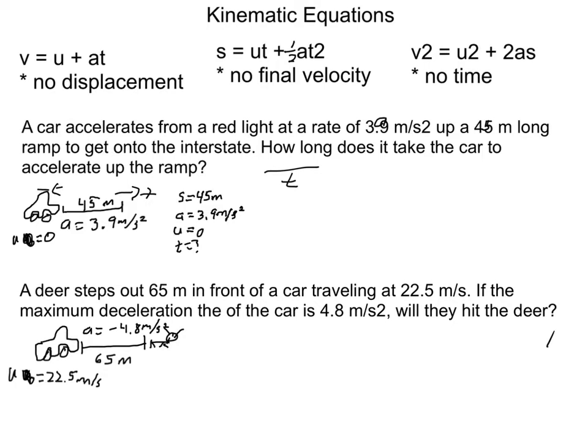Now, a big thing that I need to point out with this problem is my initial velocity is 0. I start out from rest. Now, that is not explicitly stated in this problem. A car accelerates from a red light. At a red light, how fast is the car going in the very beginning? Notice in the picture I have U right here at the very beginning labeled as 0. So the car's initial velocity is 0.